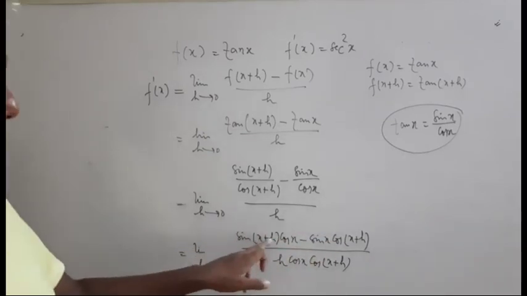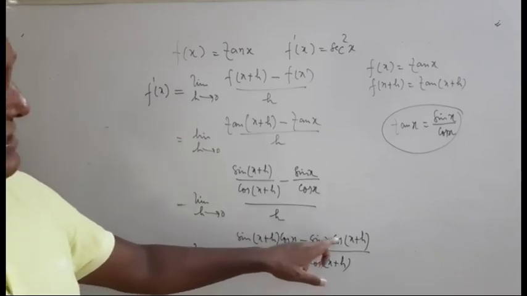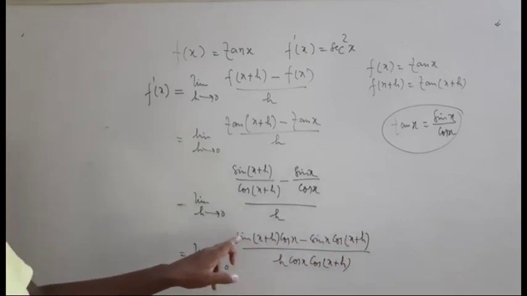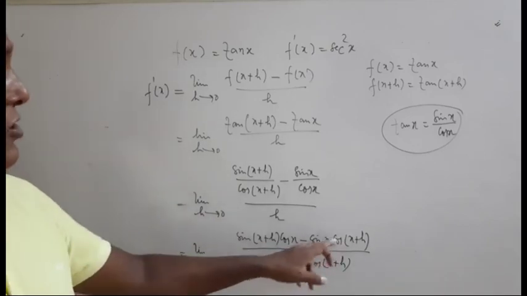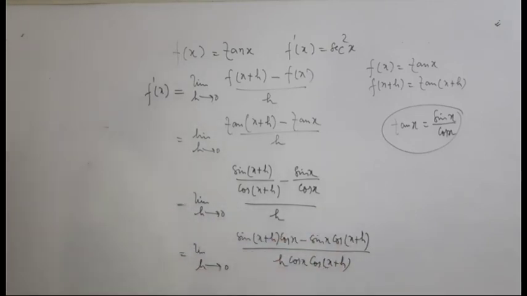Now look at this term properly. This is sin(x+h)cos x minus sin x cos(x+h). It means this is sin a cos b minus cos a sin b, so this is the formula for sin(a minus b). So now what this will become, I need to clear the screen first.